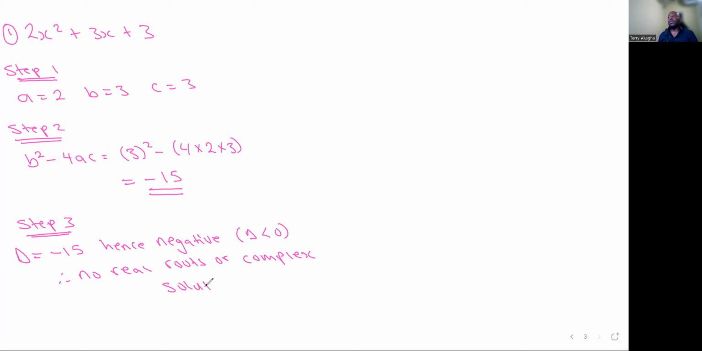All right, so if you want to, you can try it. You can solve it to check if you want to be sure. So let's solve this equation using the quadratic formula. So remember the quadratic formula: minus b plus or minus square root of b squared minus 4ac, divided by 2a.